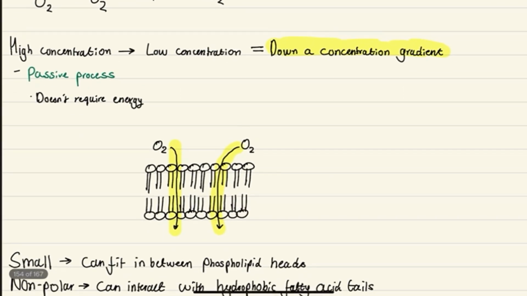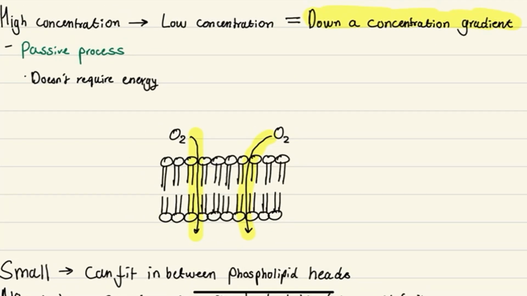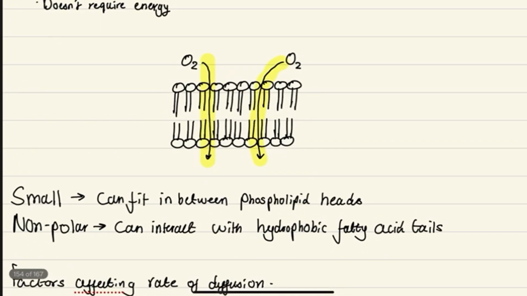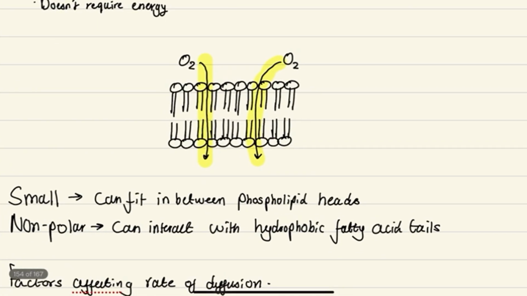And I wanted to show you with simple diffusion, literally it's like this. You see these oxygen molecules, they're just going in between these phospholipid heads, and they're going through where you have the hydrophobic tails, and they're coming out on the other side of the membrane. So you can see here, it's a small non-polar molecule, fits through the heads, interacts with the hydrophobic region. That's why something like oxygen can pass through so easily through the cell surface membrane.